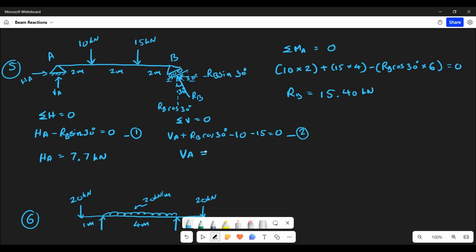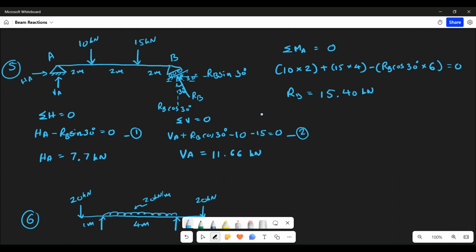Okay, and putting RB here, you should be getting VA. So let's calculate VA, that is 15.40 cos 30. Okay. I'm getting it 11.66. VA is 11.66 kilonewton. So this is how we get all the reactions HA, VA and RB.